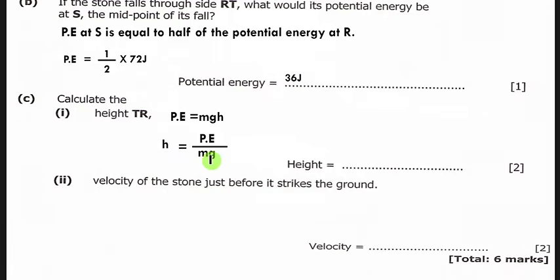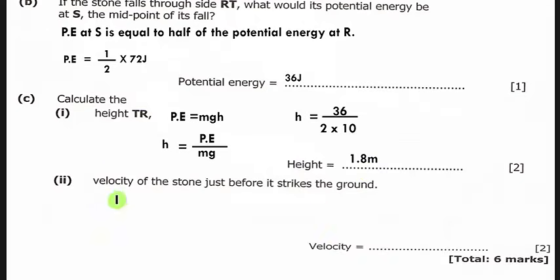So we are going to say equals 36 divided by mass, which is 2 kg, times 10, which is the acceleration due to gravity. If you evaluate this, you get 1.8.